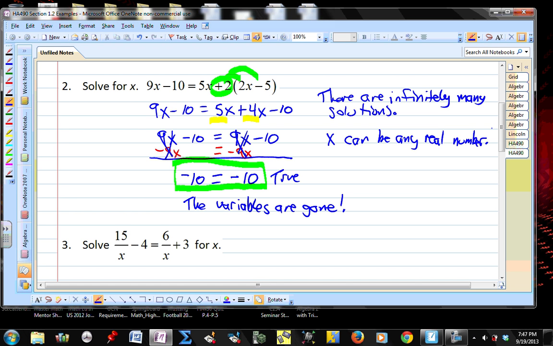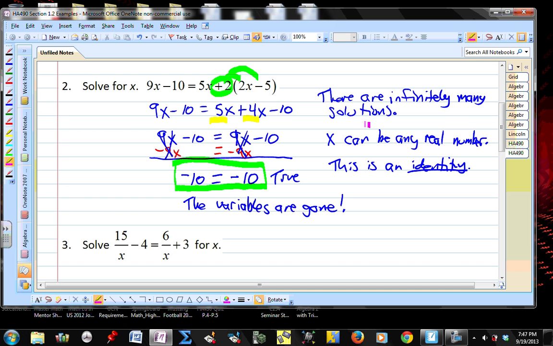So whenever you have a statement that's true for every value of x, whenever you have a statement that's always true, you can say this is an identity. Okay. An identity, mathematically speaking, is a statement that is always true.